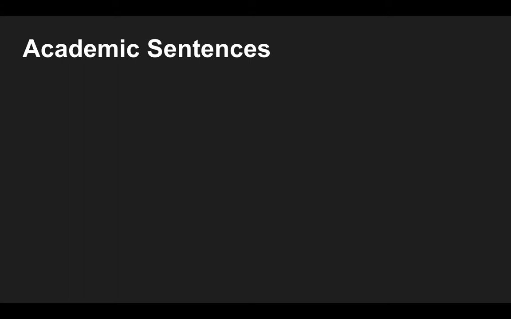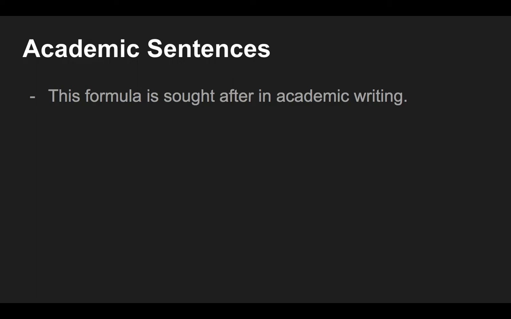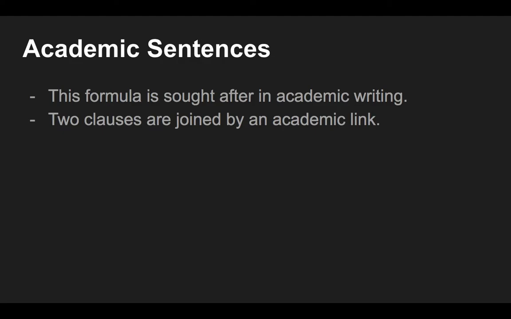So the formula we're looking at here, and in particular this development of ideas, is a classic form of sentence writing that is sought after whenever you're doing academic writing. So it's great for essays, it's great for advanced paragraphs, it's great for analysis. Importantly, this is usually two clauses joined together, and we're using a tool that is called the academic linking tool, or sometimes just referred to as an academic link. Let's take a look at our formula.